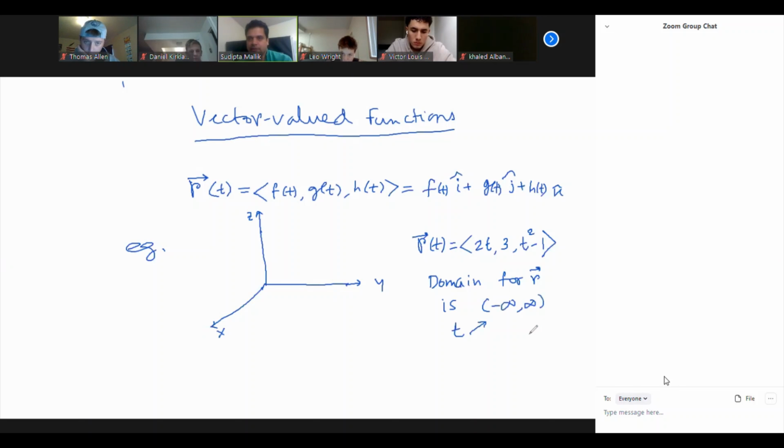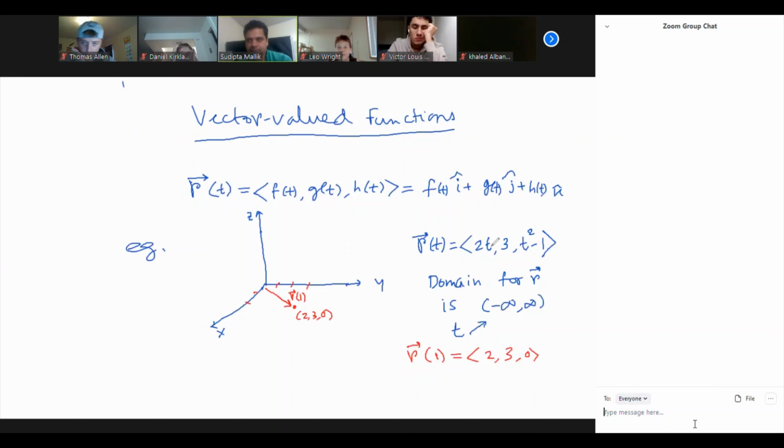Now let's do some examples. If you plug in r of 1, what do you get? T equals 1, so you get the point (2, 3, 0), right? So what is this saying? This is a position vector of the point (2, 3, 0). So 2, and then 3, and the height is 0. So this is the vector r of 1, a position vector of this point (2, 3, 0).